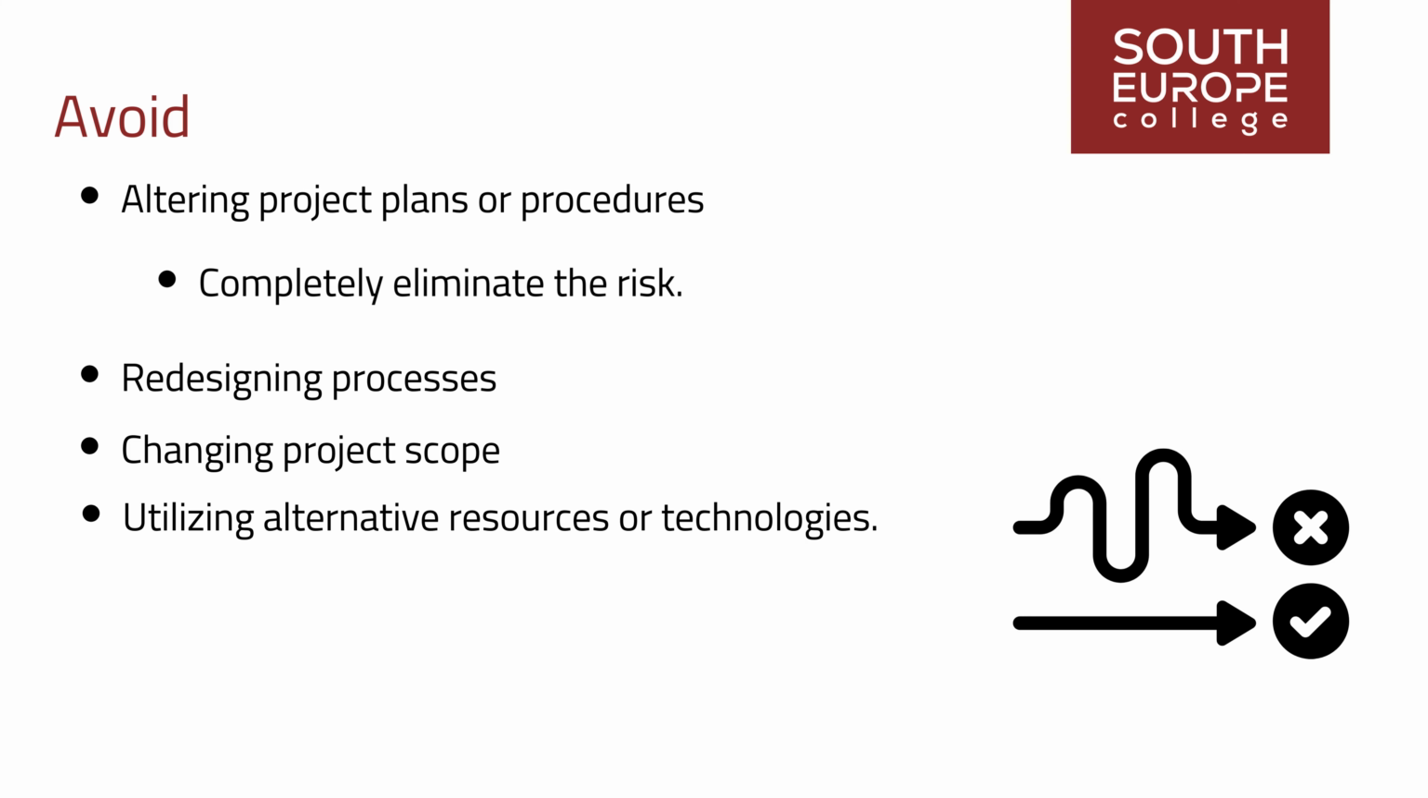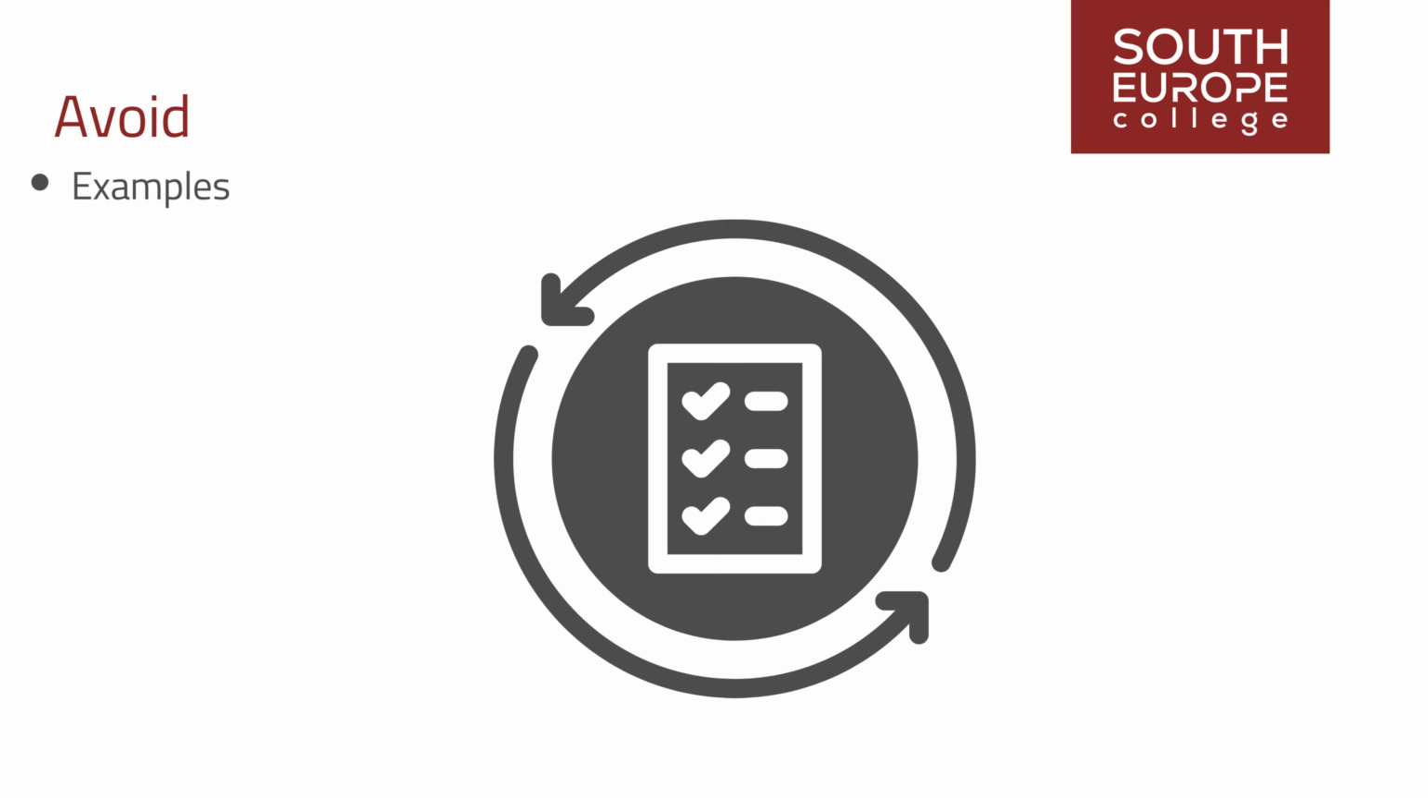For instance, if a project involves a high level of technical complexity that poses a significant risk of delays, the team might choose to simplify the design or utilize proven technologies to reduce this risk. Examples of avoidance could be: Example 1.